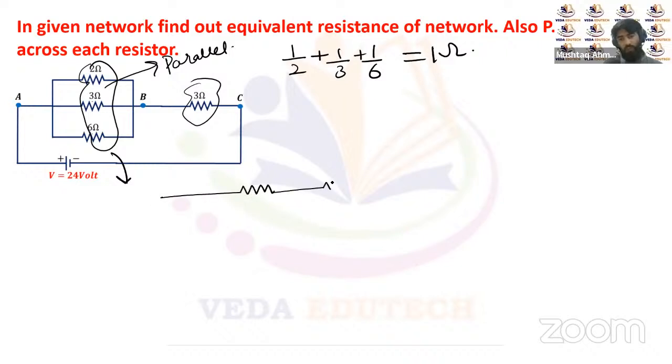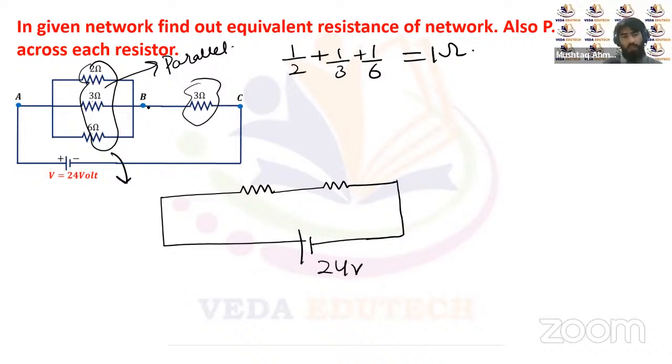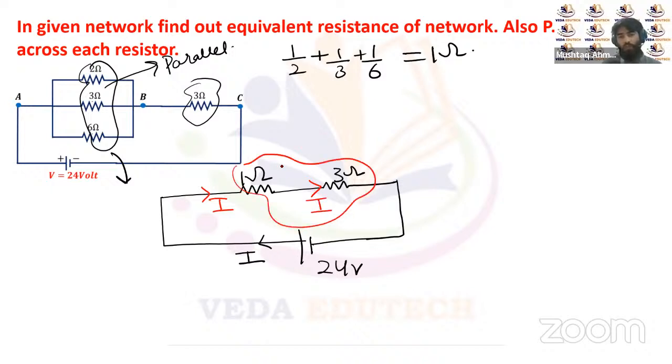So it means that we can just replace these three resistors with 1 ohm, and the same battery will be there. The battery will not change, it will be a 24-volt battery, and these three resistors have been replaced with a 1 ohm resistor, their equivalent. We have the 3 ohm resistor here, and let's suppose I current is flowing through the battery. Now you can see that the 1 ohm and 3 ohm resistors have the same current I flowing through them, so they are now in series.